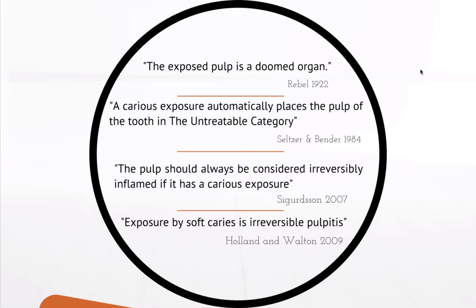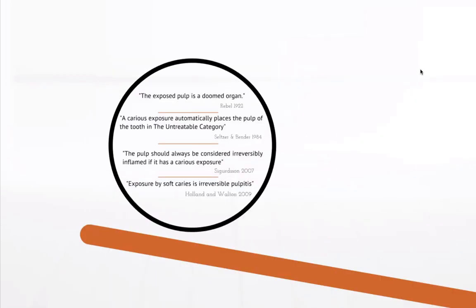They call it strangulation theory. What that means is that when there is an inflammation, there will be an increase in the pulp blood pressure, which is going to cause the pulp to strangle itself apically and die. We're going to see if that is true.